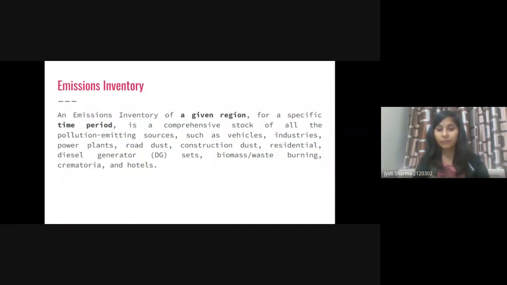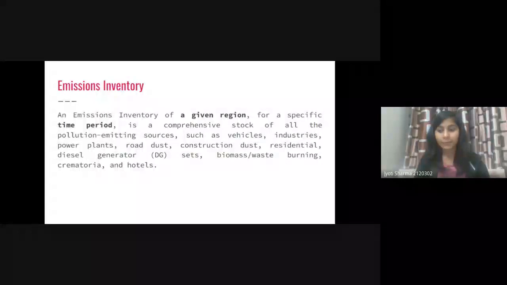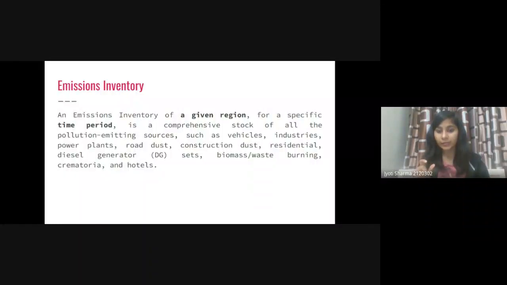This is particularly for a given region. It will obviously vary from one region to another. For example, one region is Delhi and the second is Agra. Maybe in Agra, because of some factories, sulfur dioxide is higher, but in Delhi, because there are a lot of vehicles, nitrogen dioxide is higher. So the emission inventory is for a particular area, and for a specific time period.